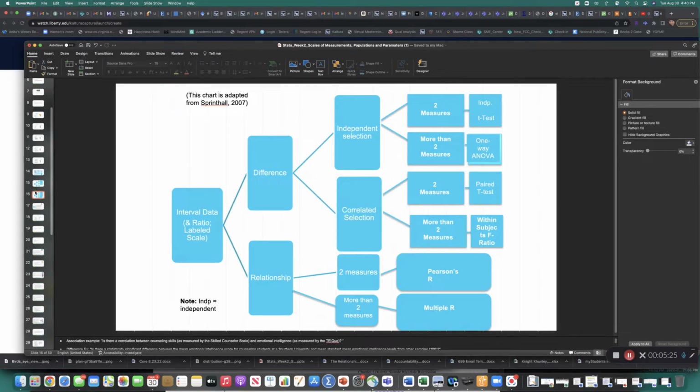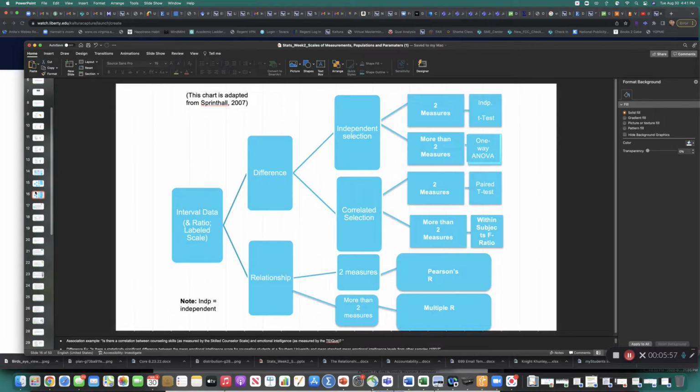Most commonly in psychological research, we see interval data and ratio data. These two are combined and called scale level data in SPSS. So once we know we have interval data, which was the case for our empathy workshop, then we go on to the next question. Are we exploring the hypothesis of difference or the hypothesis of relationship? If we're exploring the hypothesis of difference, we have to ask whether our selection is independent or correlated. If we're dealing with a treatment group and a control group, then we have an independent selection.